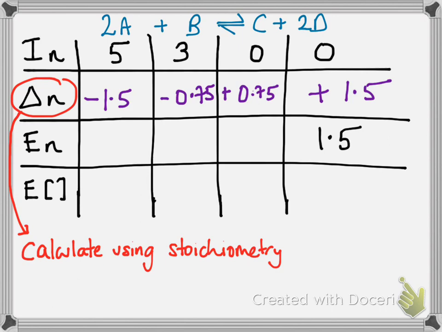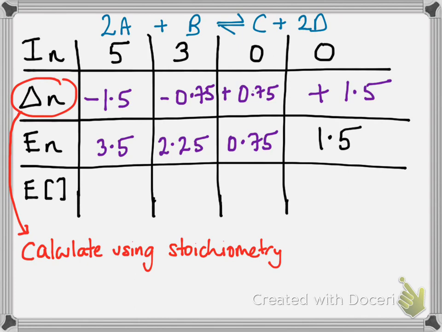Remember, what you do to the reactants, the opposite must be done to the products. So if you're making products, if their numbers are going up, the reactant numbers are going down. A very common mistake is that people just put minus, minus, minus, minus, or plus, plus, plus, plus. Another common mistake is to not take into account ratios, i.e. they would have 1.5 for everything. Then you do the calculation, so 5 minus 1.5 is 3.5. 3 minus 0.75 is 2.25, and 0 plus 0.75 is 0.75.